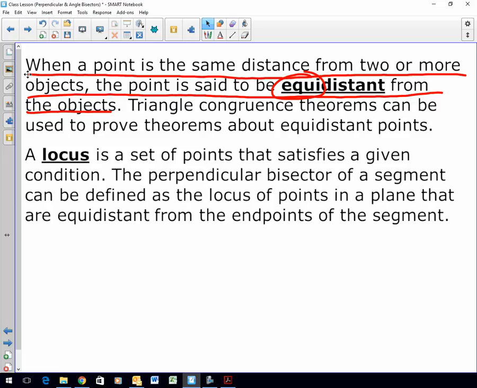Triangle congruence theorems can be used to prove theorems about equidistant points. That'll help us get to this definition. Locus is what we call a set of points that satisfy the condition. So whenever we're talking today about perpendicular and angle bisectors, that word equidistant is crucial.